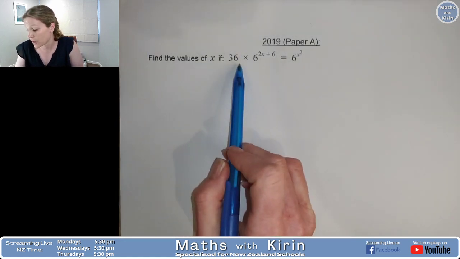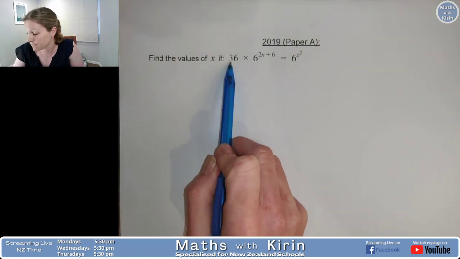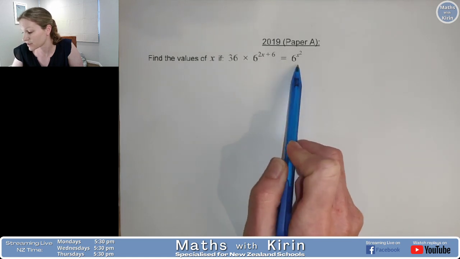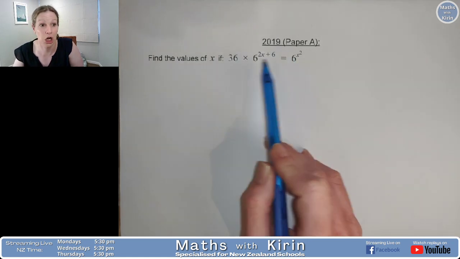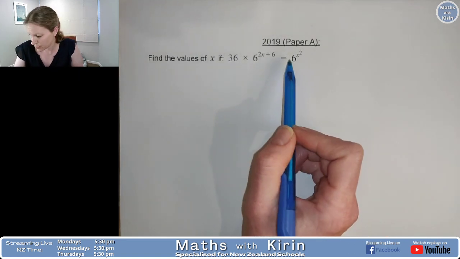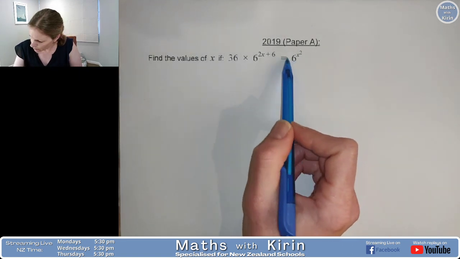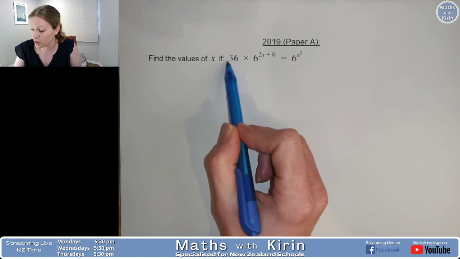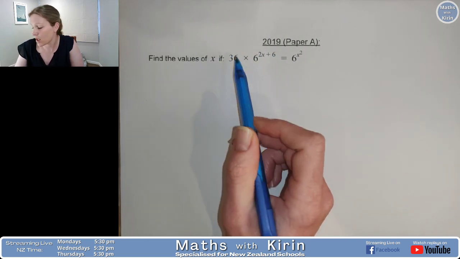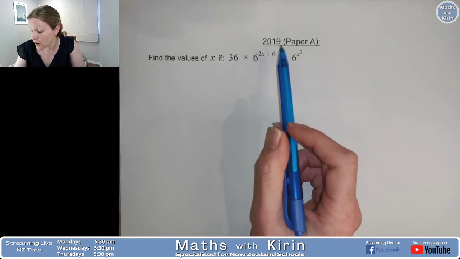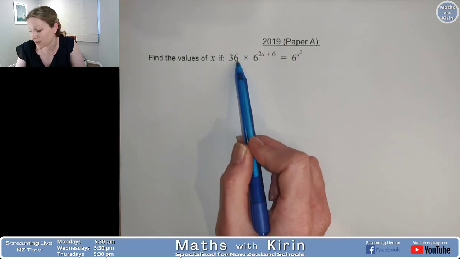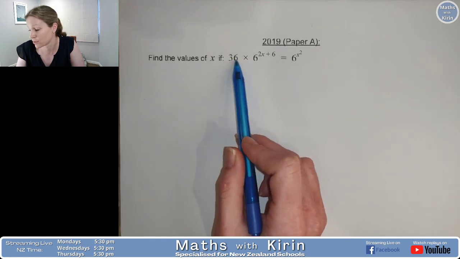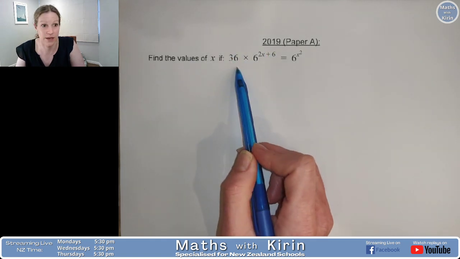So this is quite a tricky one. We want to find the values of x if 36 times 6 to the power of 2x plus 6 is equal to 6 to the power of x squared. So we've got a lot going on here. You'll notice perhaps first of all that we've got 6 as a base here, and we've got 36 here. So it might be a bit of a clue that we really want to try and rewrite this so that we've got 6 as a base, because if we can do that, then we can use some of our algebra skills to simplify this left-hand side.